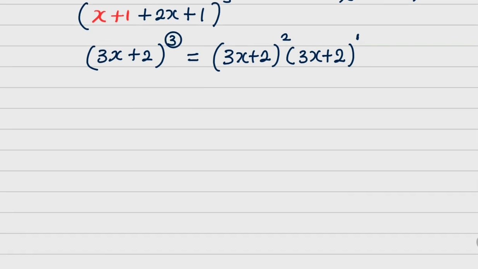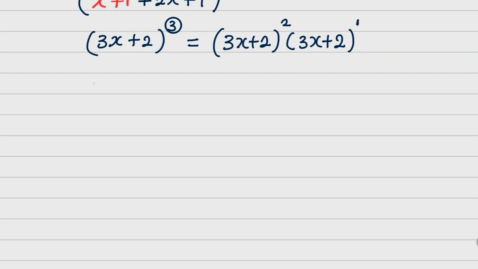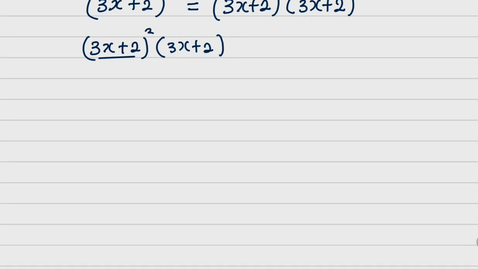Now, since we can do that, we have 3x plus 2 all squared into 3x plus 2. Now, this one can actually be expanded. So if I expand it, I'm going to have 9x squared plus 12x, then plus 4. This is what I have now. Then into 3x plus 2.